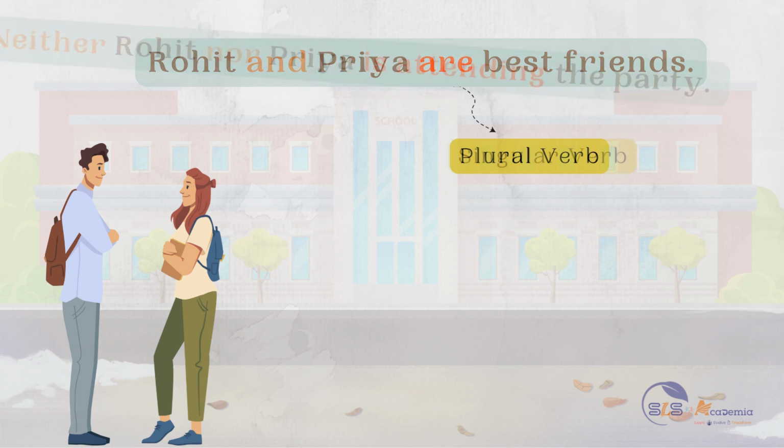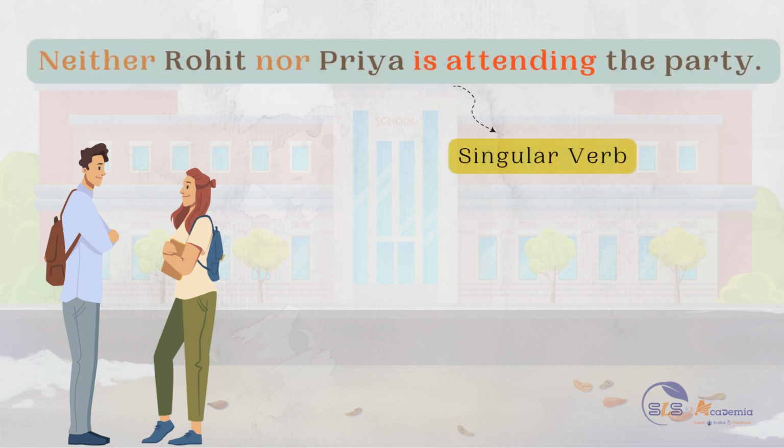Now look at this sentence. Neither Rohit nor Priya is attending the party. Here, the subjects Rohit and Priya are joined by nor. When subjects are joined by or or nor, the verb should match the subject closest to it. In this case, the verb is agrees with the singular subject Priya, which is closest to the verb. The sentence conveys that neither Rohit nor Priya is attending the party individually.